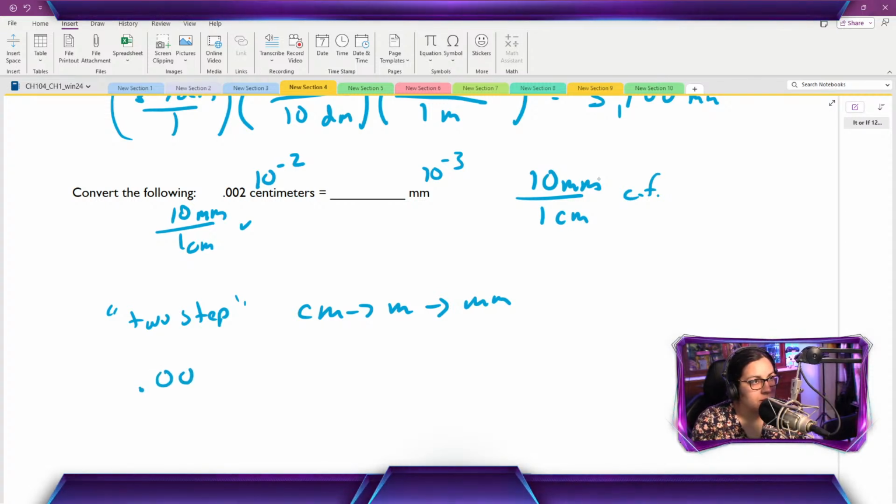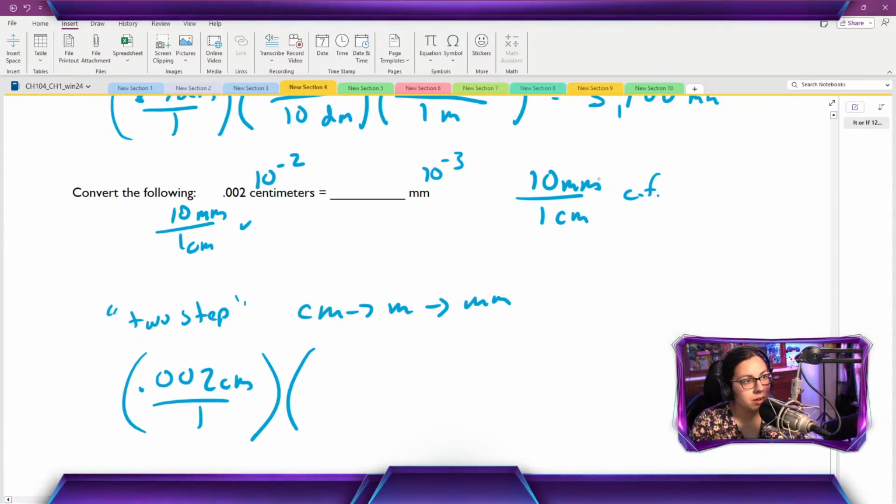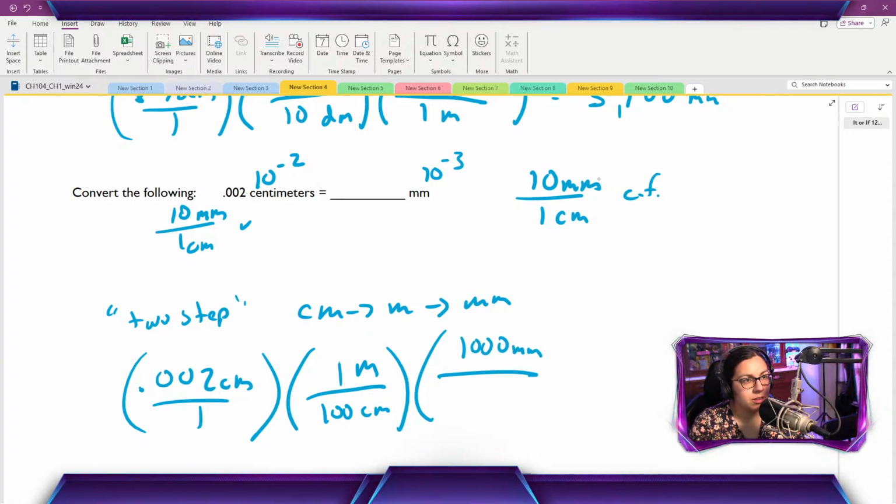So 0.002 centimeters. So let's go centimeters to meters. The meters on top, 100 centimeters in 1 meter. Then back to millimeters. So 1000 millimeters in 1 meter. So notice those zeros cancel. That gives us our factor of 10 difference between them. And so now we get 0.02 millimeters.